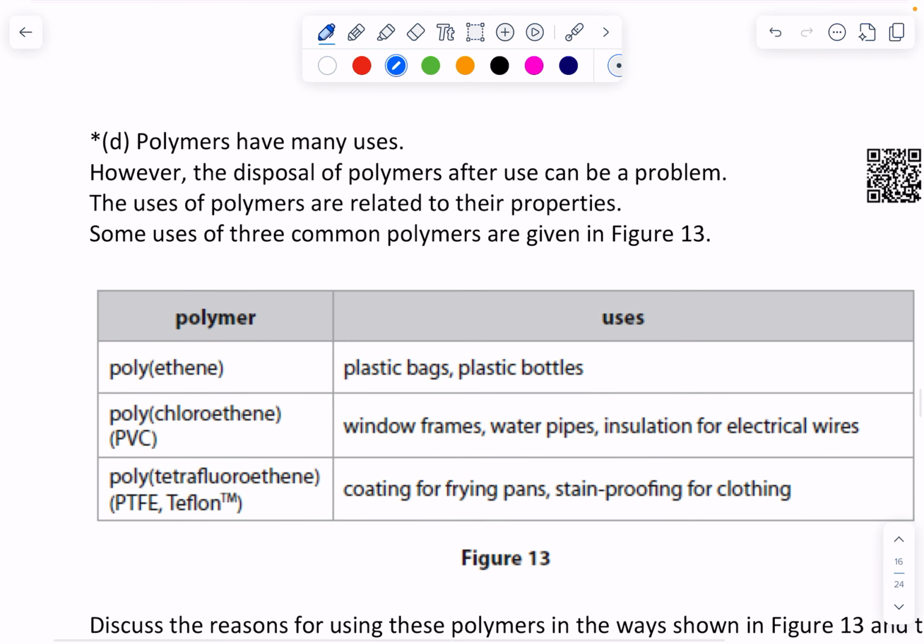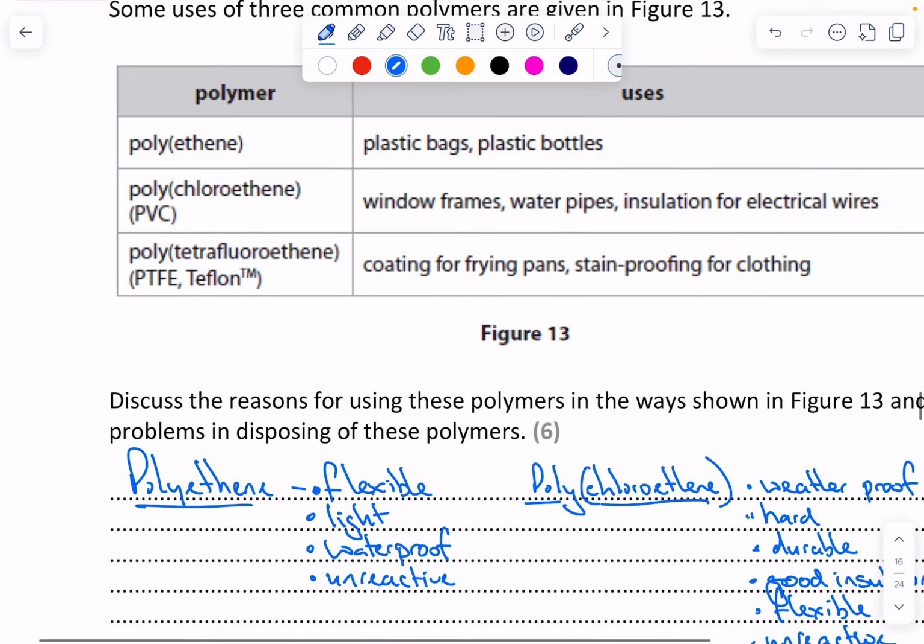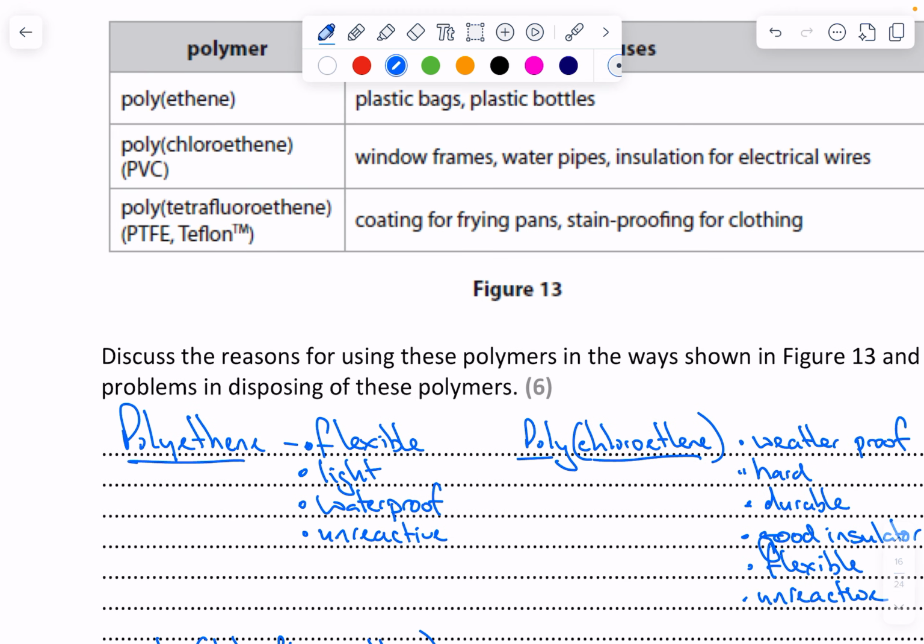Okay, and this question here, we've got this idea of these polymers, and the uses are given for each of these. And what it wants us to do is give the reasons why they're used, and then to talk about the problems of disposing them. Remember, when we are disposing, there's basically three routes. You can recycle, burn, or we can just dispose of into landfill.